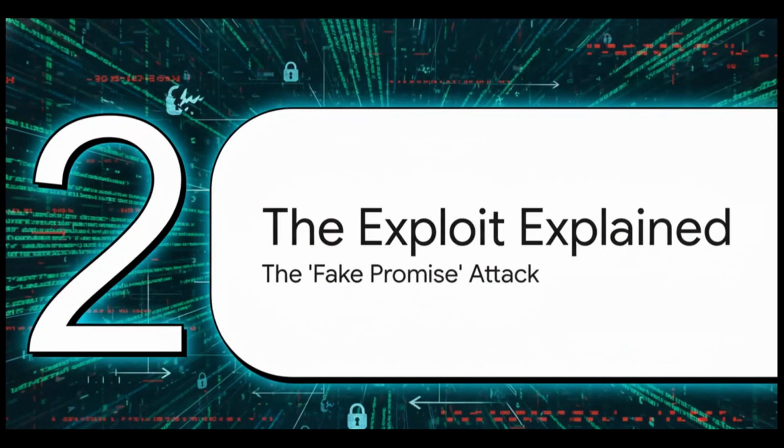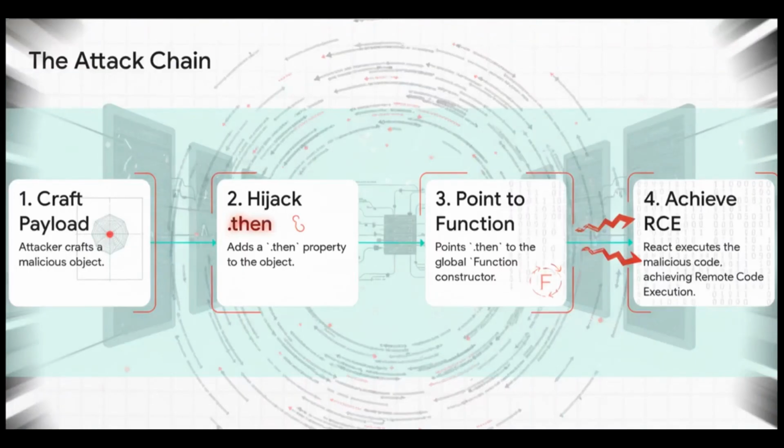So, how exactly does an attacker abuse that trust? Let's break down the incredibly clever technique they're using. It's being called the fake promise exploit. Okay, get this because it's both brilliant and terrifying. It works in 4 simple steps. In JavaScript, there's this thing called a promise, which has a special property called .then that runs code when a task is done. So, first, the attacker creates a malicious object.